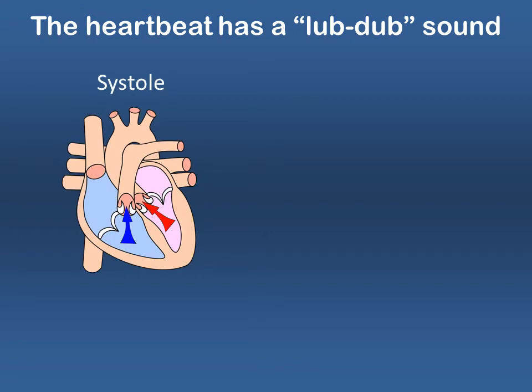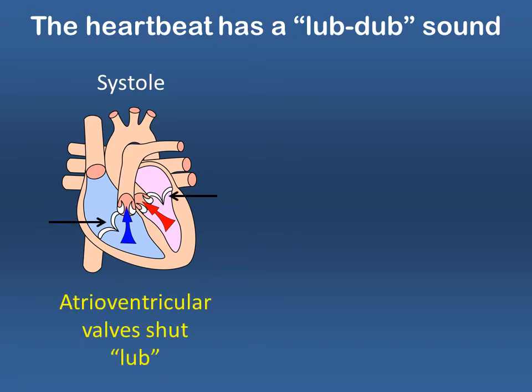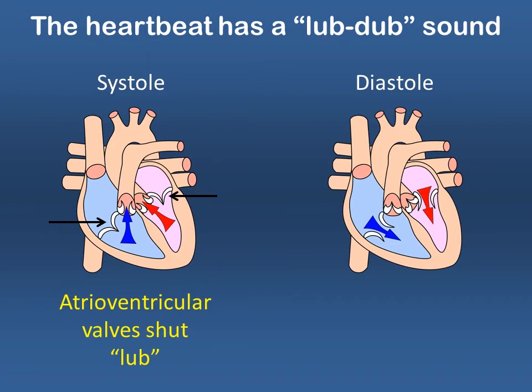So during systole, when the ventricles contract, that's forcing the blood through the semilunar valves, but it's also slamming shut those atrioventricular valves, and it's the shutting of those valves that creates the first part of the heartbeat, the lub. Then the second part of the heartbeat is caused by the relaxation of those ventricles during diastole as they fill with blood from the atria through the atrioventricular valves. That lower pressure in the ventricles after having just contracted slams shut the semilunar valves at the same time, creating the dub sound of the heartbeat.